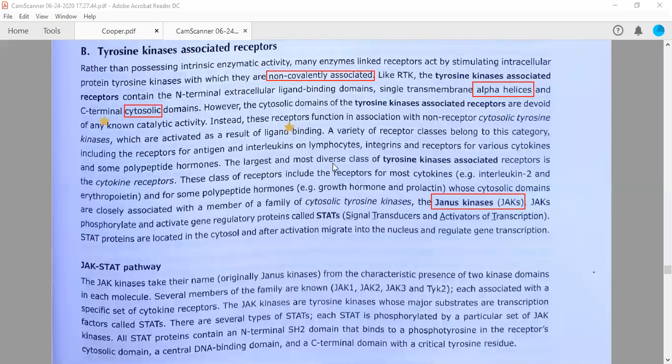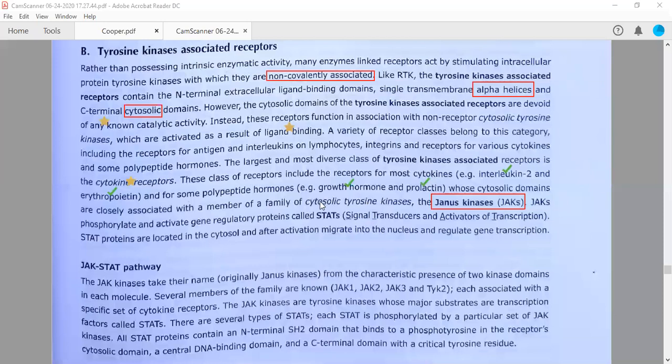The largest and most diverse class of these tyrosine kinase associated receptors is called cytokine receptors, so you need to remember this also. These cytokine receptors form the largest class of receptors associated with non-receptor tyrosine kinases. You will remember all these things. Now, interleukin 2, erythropoietin hormone, growth hormone, and another one, prolactin hormone, all do signaling via this JAK-STAT mediated signaling pathway, and their cytosolic domains are closely associated with members of the family of cytosolic tyrosine kinases.